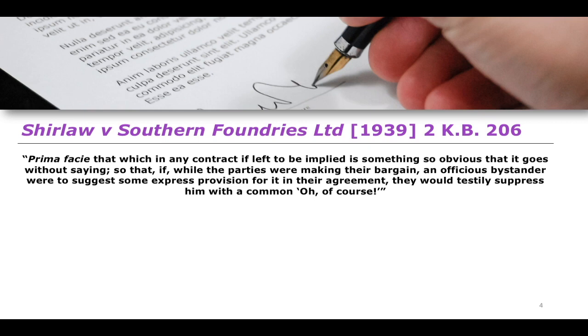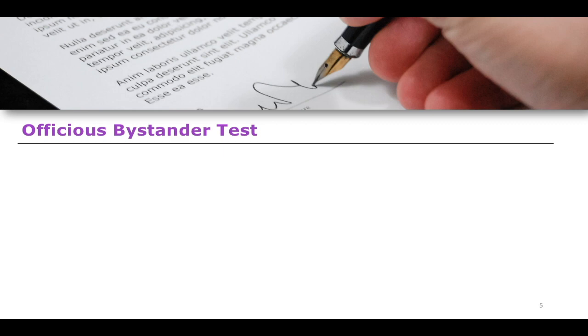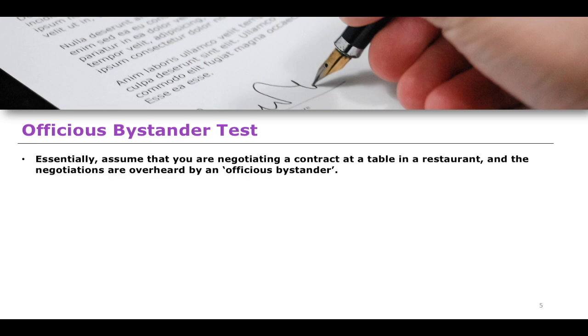conversation with another person negotiating a contract would know immediately, upon knowing the express terms in the contract, which other terms should be part of the contract. And when those terms are cited by this officious bystander, the people negotiating the contract would have said, "Oh, of course, what a silly idea" to not have this in the contract. So that's what the officious bystander test means. That's where the phrase comes from, and that's where the word comes from.